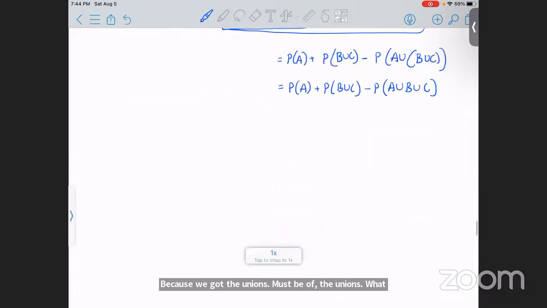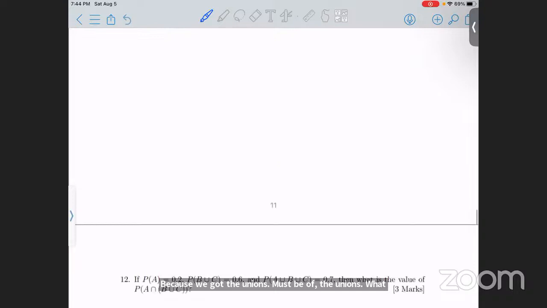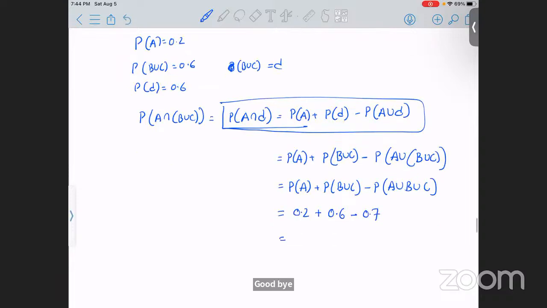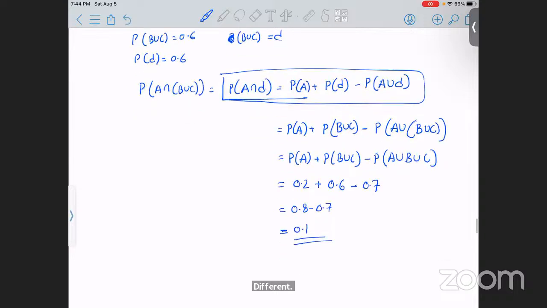What is the value of P of A? 0.2. What is the value of P of B union C? 0.6. Minus P of A union B union C, 0.7. So 0.8 minus 0.7 equals 0.1. Okay. Clear, everyone? Yes, sir.